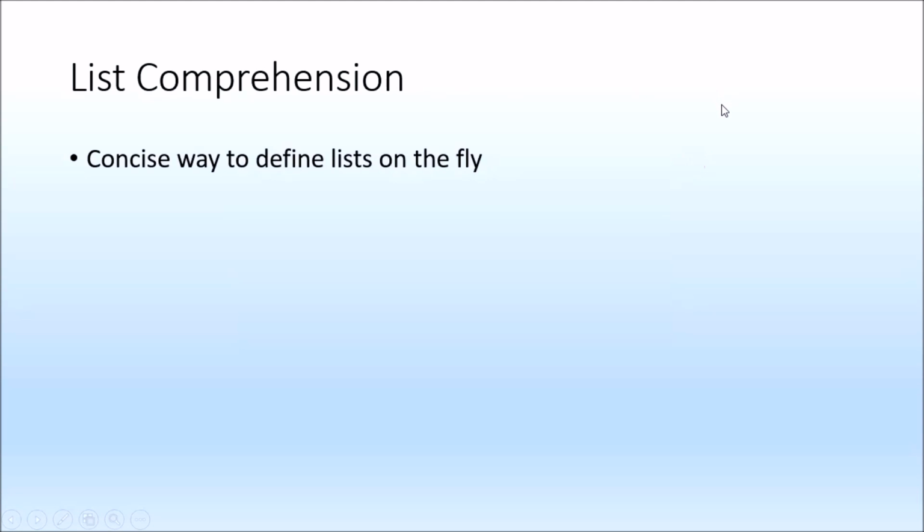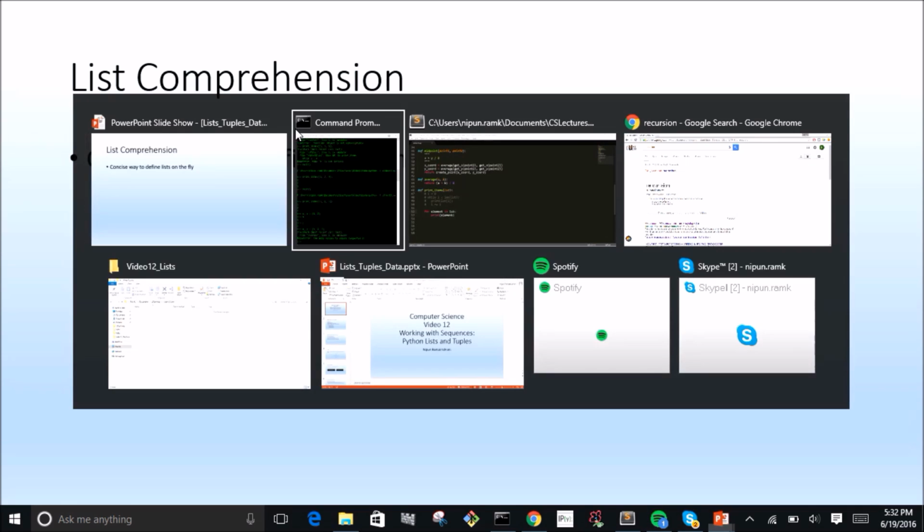The next thing we're going to talk about is list comprehensions. And list comprehensions, I think, are one of the coolest things you can do in Python because it's a really, really nice way to define lists on the fly. So what does that mean? Well, let's look at some examples.